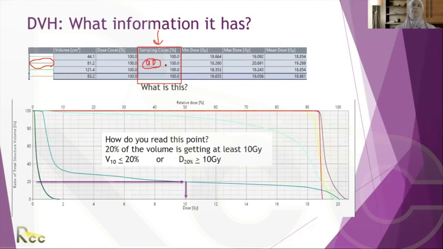Well, if you're using percentage volume, then this will give you wrong information because it's only sampling.